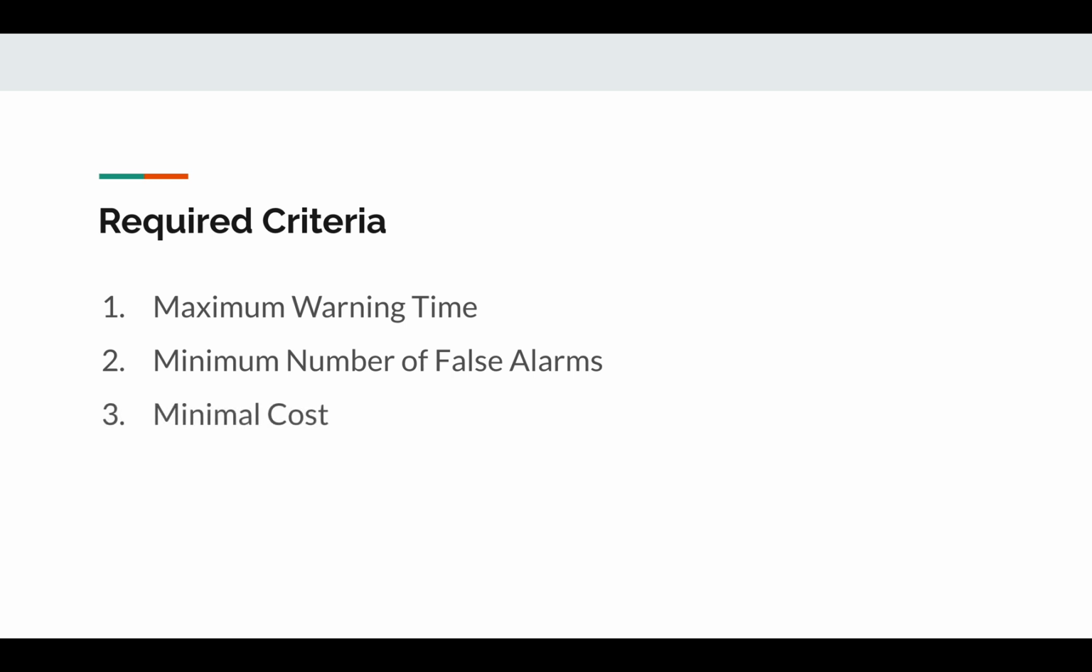And lastly, I need to consider the cost for the warning system. The cost comes from the same account as schools, bridges, and roads, so I had to try and keep the cost low.